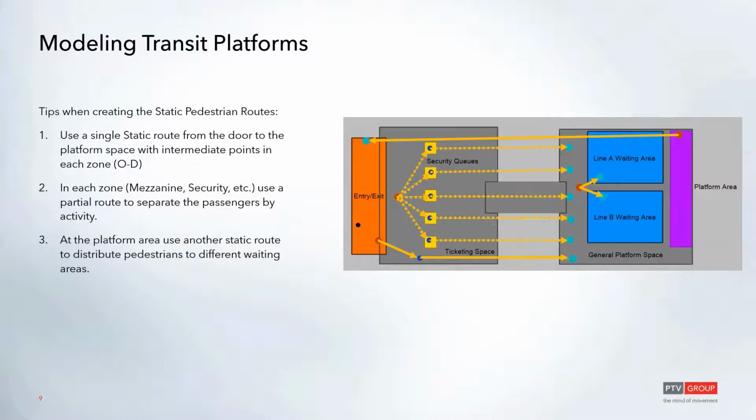And the reason we recommend this is because then you don't have to duplicate your overall static routes from the entry. You can have one major static route that goes from the entry to the general platforms that controls all pedestrians, and then you take the pedestrians by class and separate them out once they get to the platforms, because more or less their experience is going to be the same moving through the rest of the terminal.